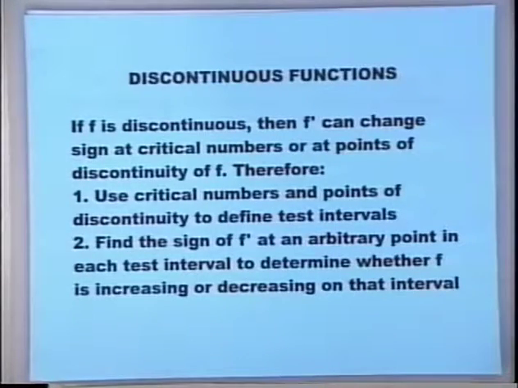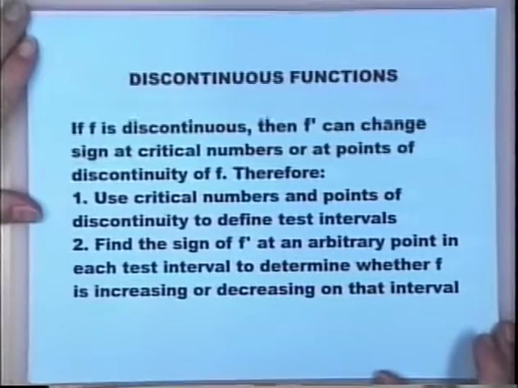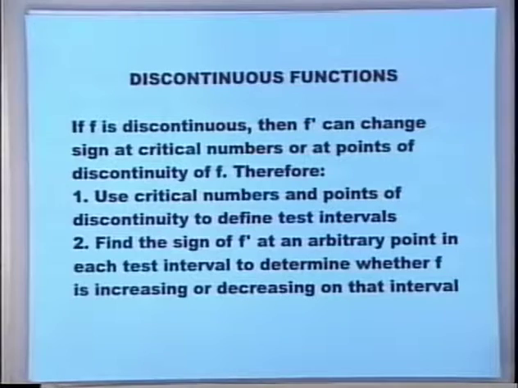Now, what about discontinuous functions? Everything we've done so far has talked about continuous functions. So what do we do if we have a discontinuous function? If f is discontinuous, then the derivative can change sign at critical numbers or at points of discontinuity. Therefore, we will use critical numbers and points of discontinuity to define test intervals. We will find the sign of the derivative f prime at an arbitrary point in each test interval, just like we did before, to determine whether f is increasing or decreasing.